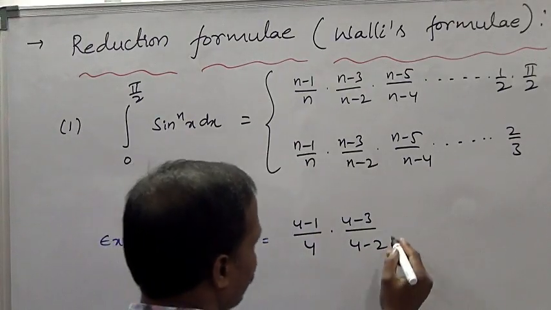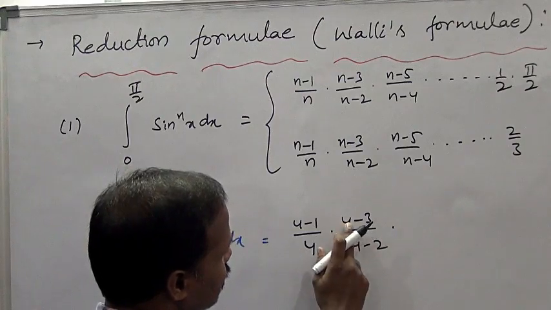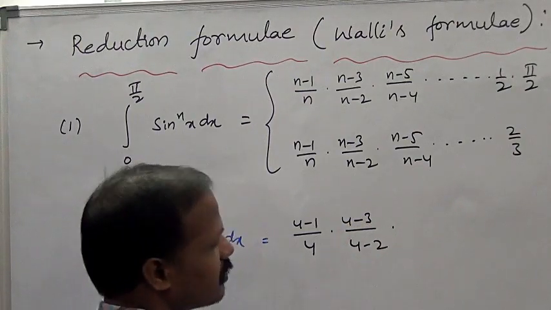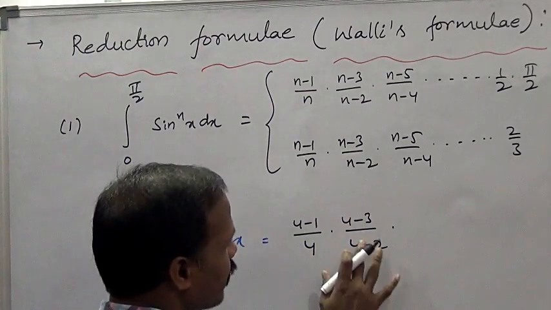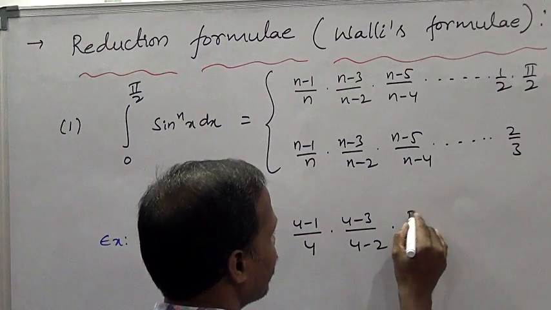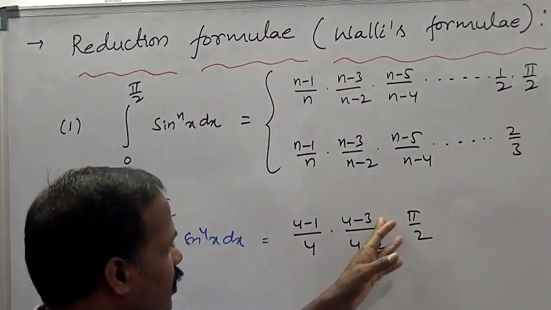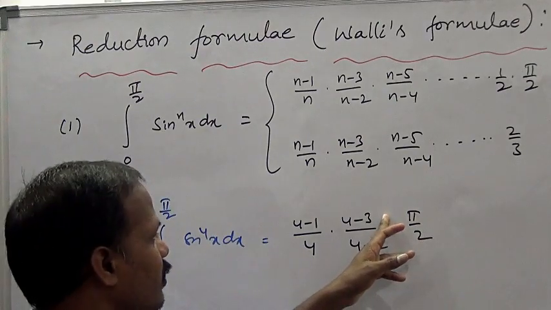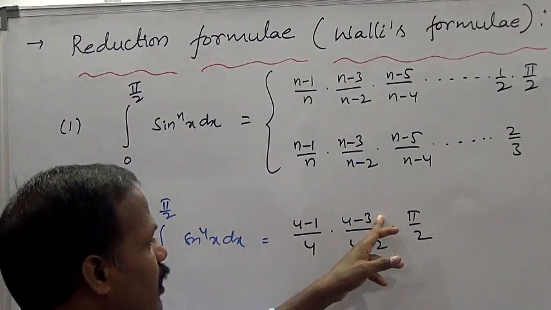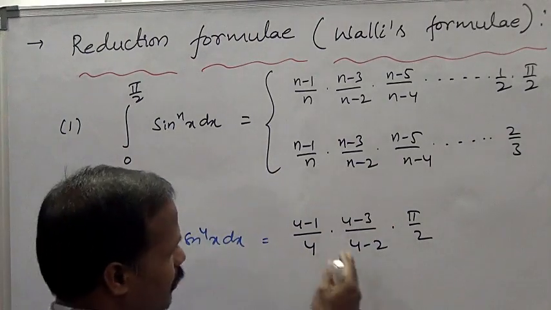Now what will you get? 4 minus 3 means 1, 4 minus 2 means 2, so you are getting 1 by 2. If you get 1 by 2, just multiply with pi by 2. That's all. You can't prolong this, because if you subtract 2 again, you will get 4 minus 5, which is a negative term. So just stop it here.